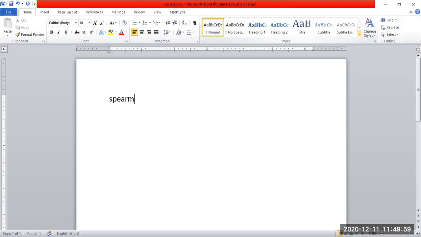Spearman, S-P-E-A-R-M-A-N, Spearman rank correlation coefficient. It's a very, very important one, guys. Note that in the Spearman rank correlation coefficient, we have two types: one is called rank without ties and another one is called rank with ties. Let me discuss what is actually the Spearman rank correlation coefficient.